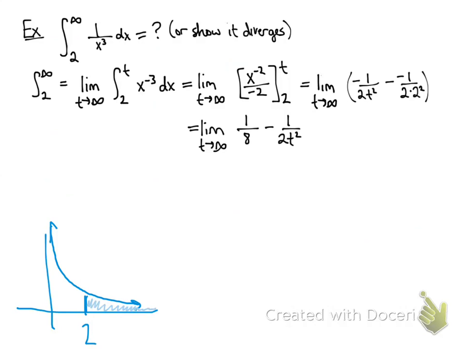And I want the limit as t approaches infinity. Well, as t approaches infinity, 1 over 2t squared is 1 over really, really giant numbers, so that goes to 0. So I have 1/8 minus 0, which is just 1/8. Since the result of doing that limit is a number, that means the integral converges, and its value is 1/8.